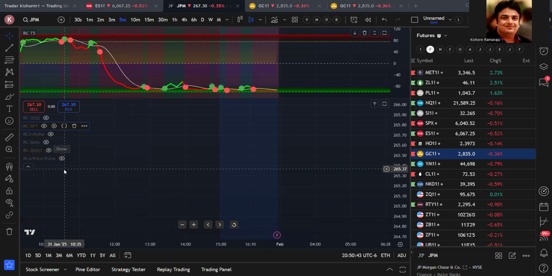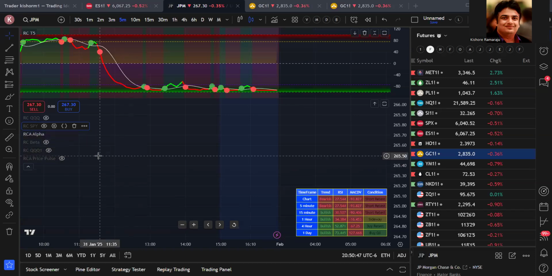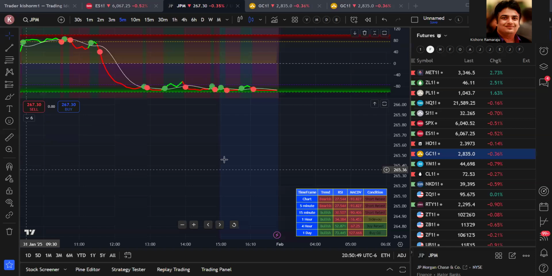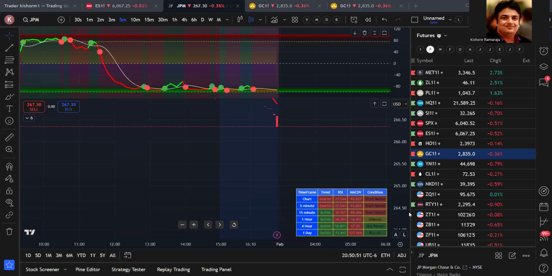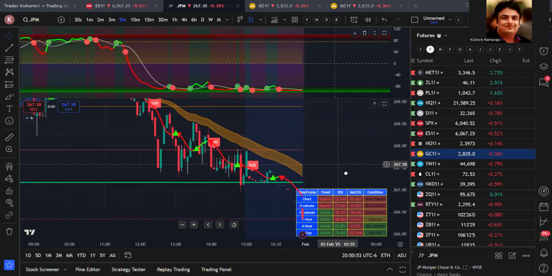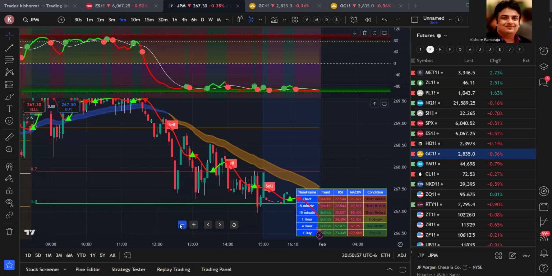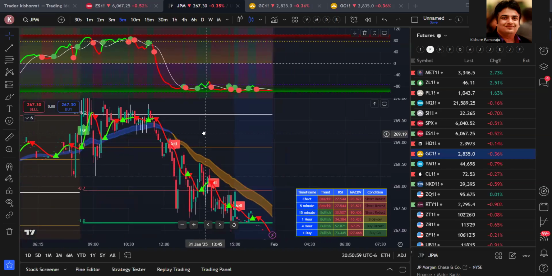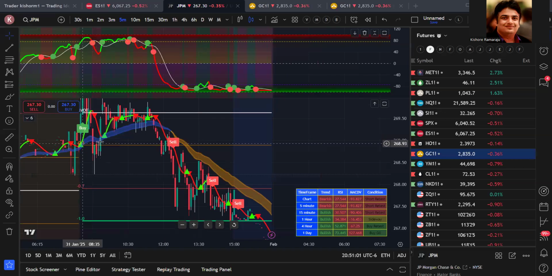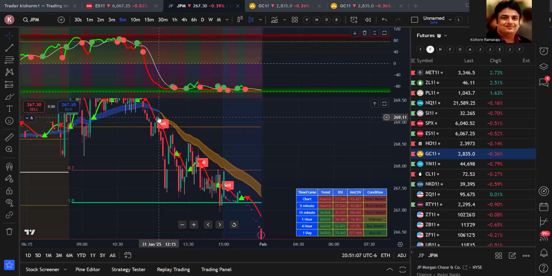Then you have something called RCA Alpha. So again, if it is above the cloud, you will buy. If you get a sell signal, you just sell it or you buy the puts. It will come all the way down.